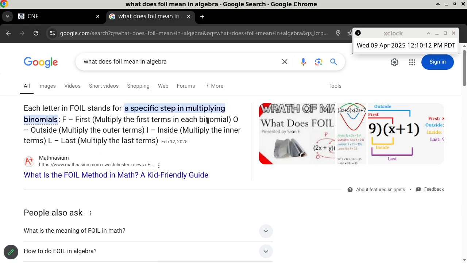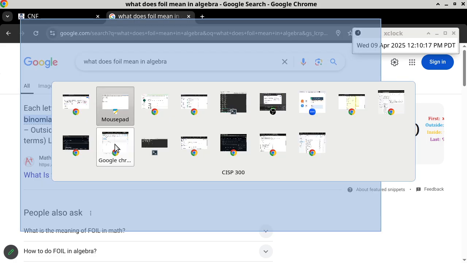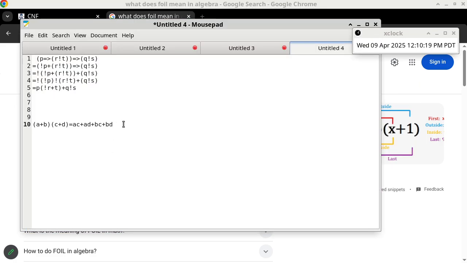First, outside, inside, last. Okay, I don't really care about the name. I care about the derivation, okay? Because some people may complain and go like, but Tech, you did not specify FOIL in the rules, so how can I possibly know about FOIL? The thing about FOIL is it can be derived from the usual distribution. So let me show you how we can do that.